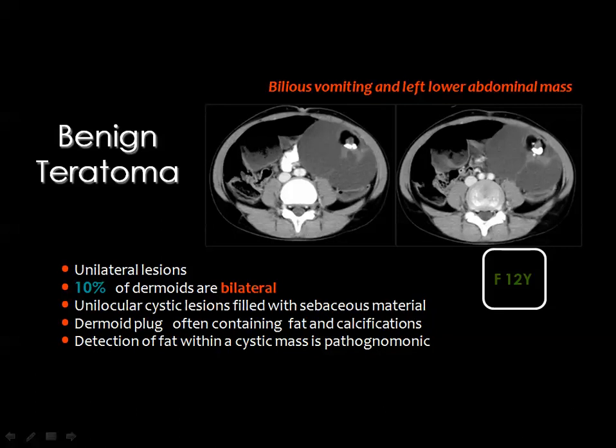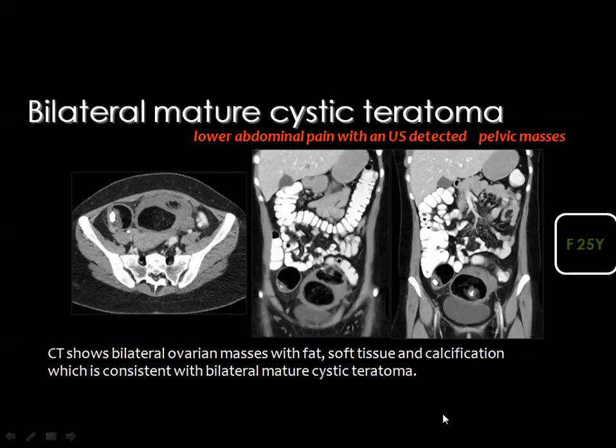Then if you have the CT scan and you see the three components, the calcium and the fat, this very dark rim, and the fluid. And you know that these lesions are usually unilateral, but 10% of the ovarian dermoids are bilateral. And many times they are unilocular, but sometimes they are multilocular with internal septations.